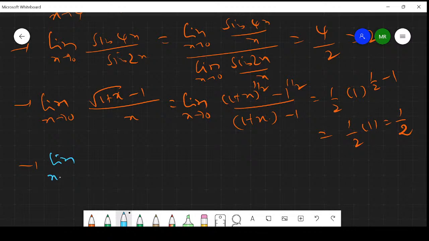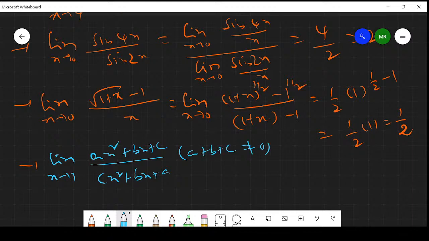Limit x approaches 1 of (ax² + bx + c) / (cx² + bx + a), where a + b + c is not equal to 0.